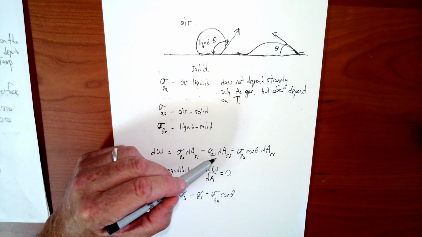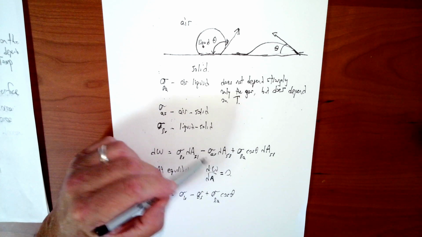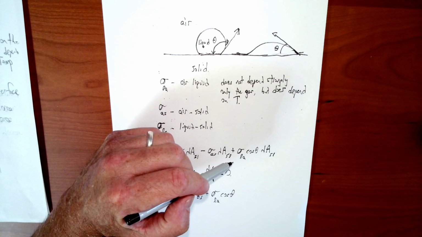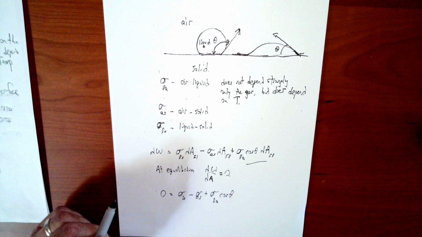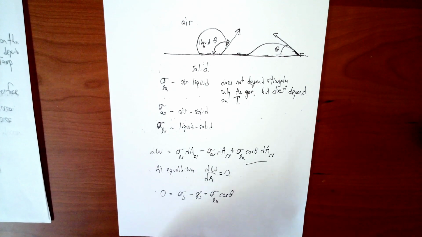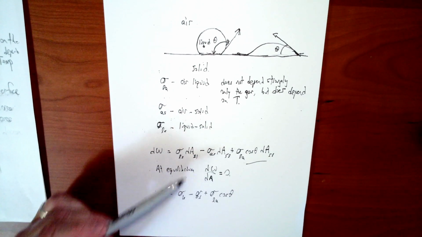But you're going to decrease the air-solid interface, so you're going to subtract that surface tension energy. But then you're also going to increase the amount of liquid-air interface, and that depends geometrically on this formula here with the cosine. I'm not going to prove that, but that is the formula that tells you how much increase there's going to be in the liquid-air interface as you increase that solid-liquid interface.